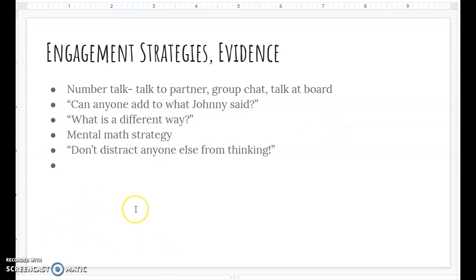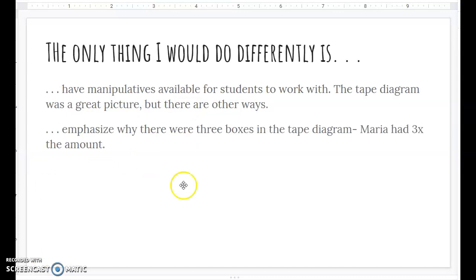Some of the evidence that supports that is that the kids got it. A lot of them understood that to solve the problem, they didn't add 24 3 times. It was 24 divided by, separated out. They understood that concept. The only thing I would do differently in this lesson is perhaps have manipulatives available. Some of those kids need more hands-on things to play with, and that could have helped.